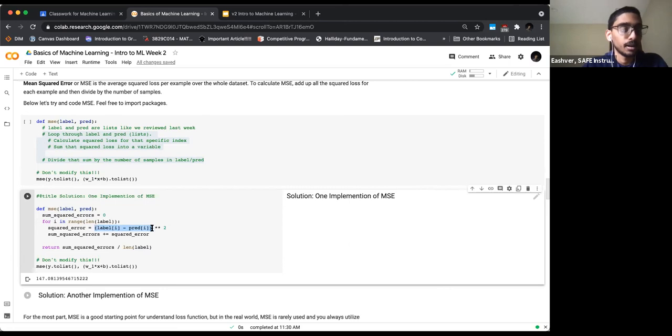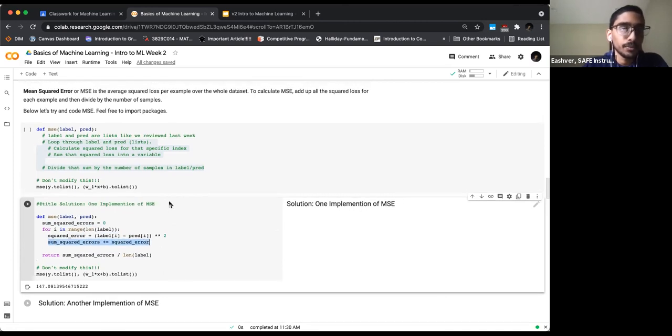And so I minus that and I square it, which gives me the squared error. And so I add the squared error to this running sum variable right there. When we say average, to calculate average, we have to add up all the squared losses and then divide by the number of samples. Because remember, mean is the average. And so once we add it, you have to divide by the length of label, because the length of label is the number of samples.